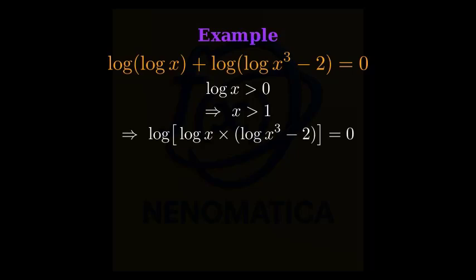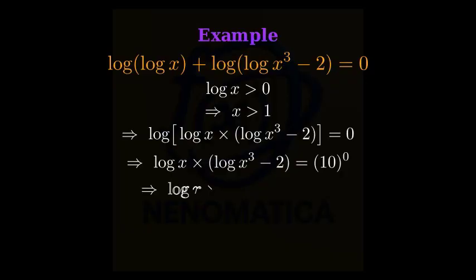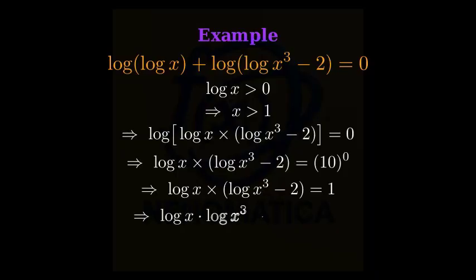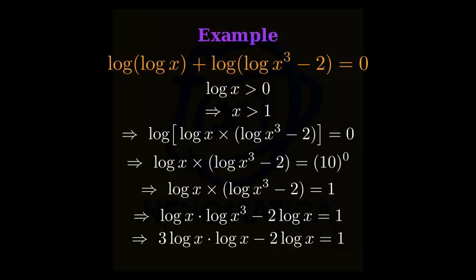Step 3. Convert from logarithmic form to exponential form with base 10. So the bracketed product equals 10 to the power 0. Step 4. Simplify 10 to the 0. It equals 1. Step 5. Distribute log x across the parentheses. We get log x times log x cubed minus 2 log x equals 1. Step 6. Use the power rule for logarithms. Log of x cubed becomes 3 log x.